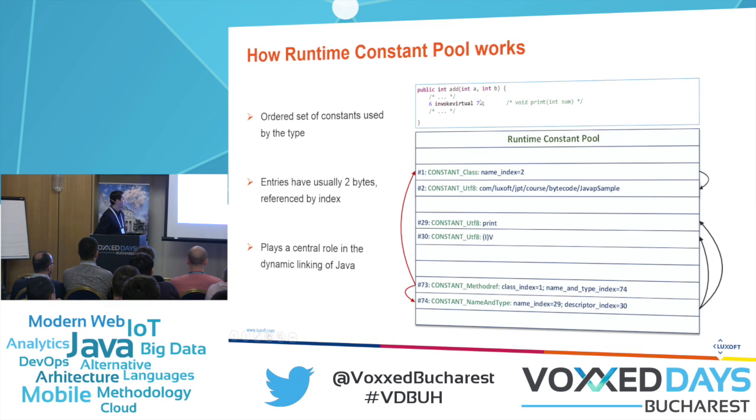Getting back to our initial invoke virtual 73, after all this lookup process at the runtime, we know that we are going to call a print method that returns void, receives an integer, and that method is defined in the Java P sample class.